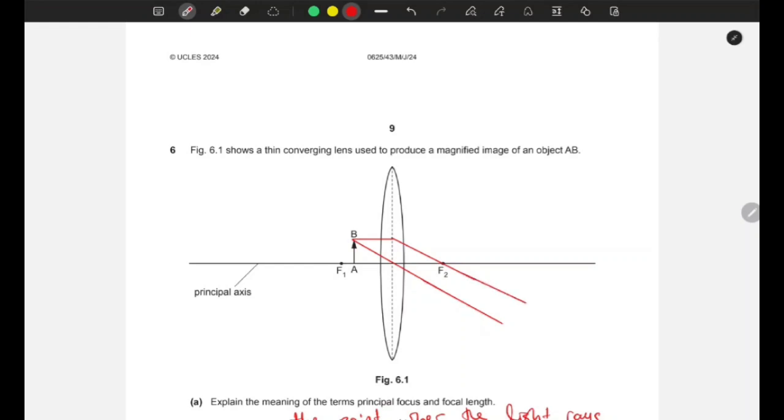So whenever they don't meet, what we do is we continue the lines using virtual rays on the other side. So we have virtual rays. They meet somewhere around here. The dotted lines mean that the rays are virtual. Where they meet is where the image is formed. So this is the magnified image of AB.